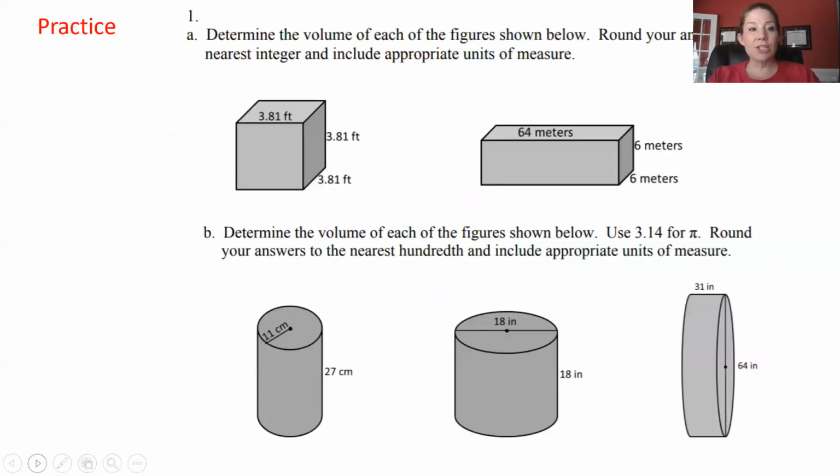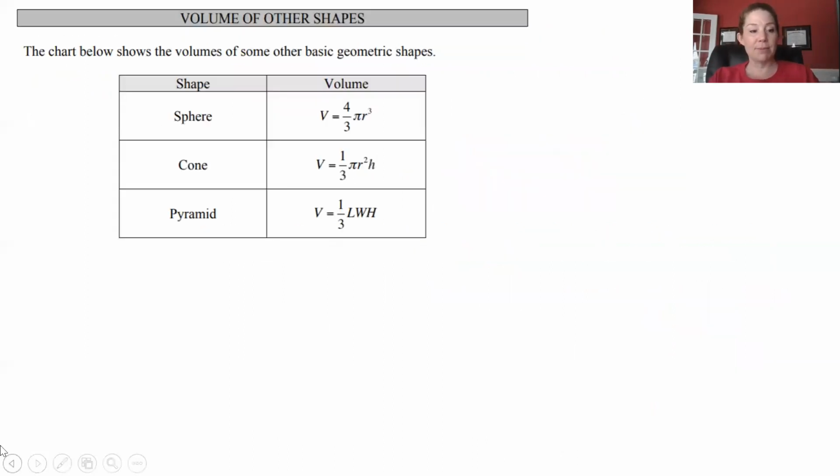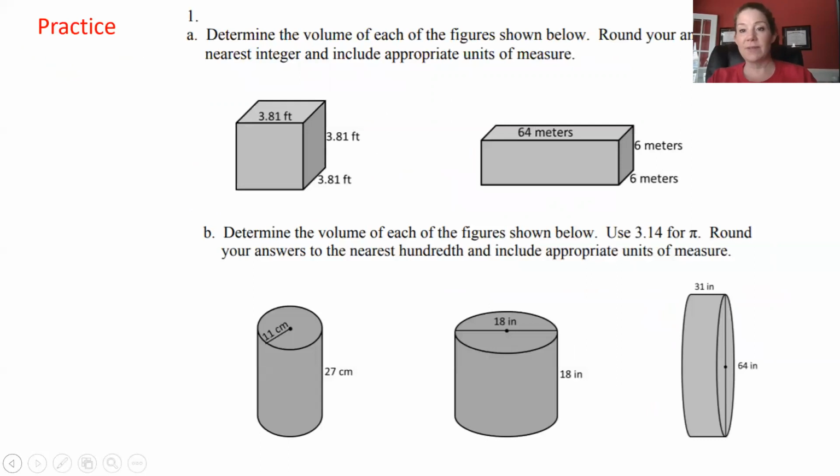All right, so you guys try these couple of problems on your own. So pause the video, see what you come up with, and then come back and check your answer. All right, so practice 1A, we have a cube, which means all the dimensions are the same size. So we're going to multiply 3.81. We're going to raise it to the third power.